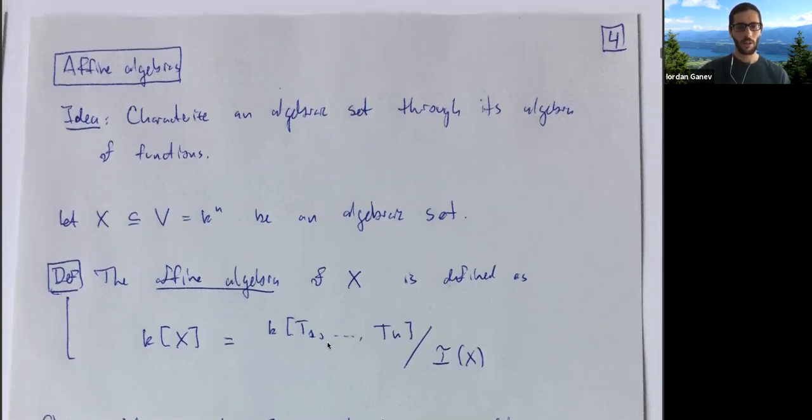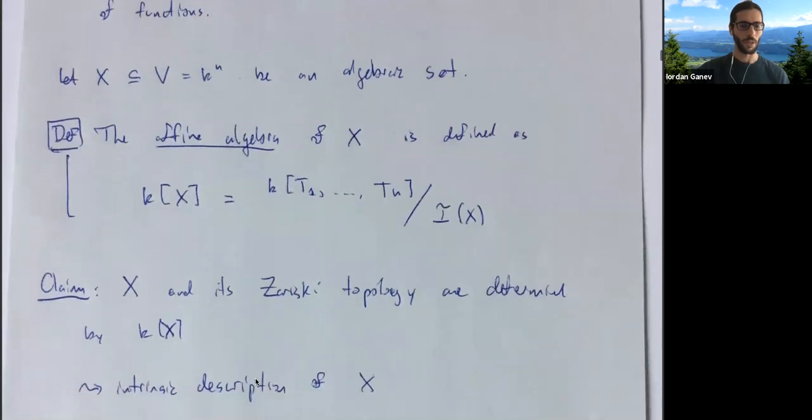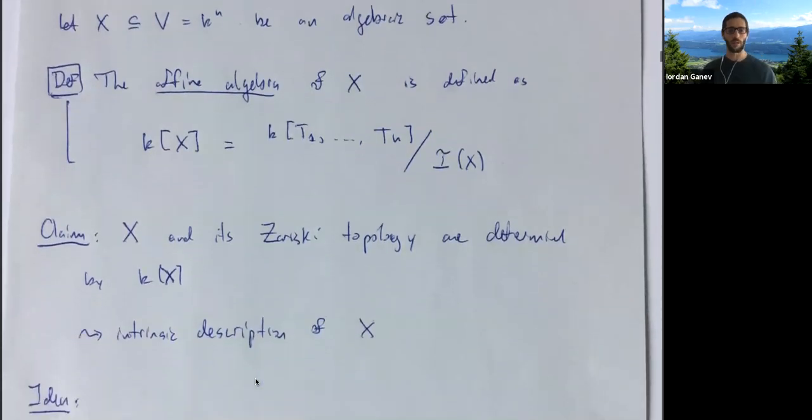Right now it looks like it depends on the embedding, because we needed the embedding to define it, but we'll see that the important properties of X are entirely contained in this algebra, and those properties are preserved if we embed X into a different vector space. Let me be more precise. X and its Zariski topology are determined by this algebra K[X]. So this algebra gives us an intrinsic description of X. It could have one presentation or a different presentation, but we would still get an isomorphic algebra if we had a different embedding. I hope that makes sense.